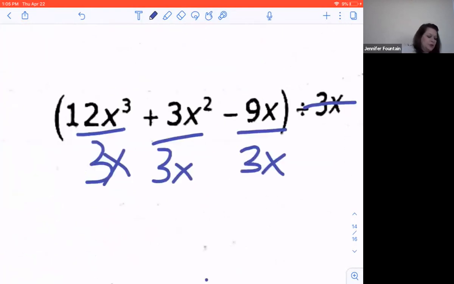So now remember, this is where I'm going to divide. 12 divided by 3 is 4. X squared divided by x is going to be x. I'm sorry, I said x squared. X cubed divided by x, I subtract the exponents. So 3 minus 1 is 2.